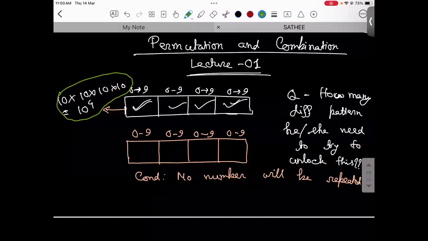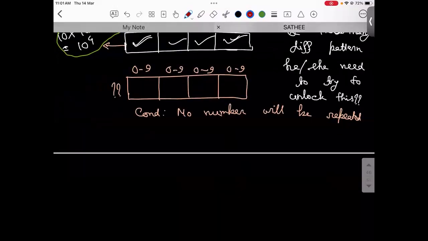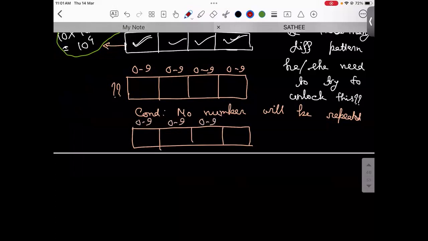But what about the second case? Here there is an extra condition that no number will be repeated. Or one can again say that, in my case, this is my lock, 0 to 9, 0 to 9, 0 to 9, 0 to 9. Now I have an extra condition.